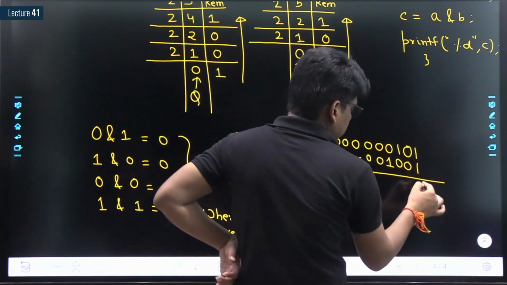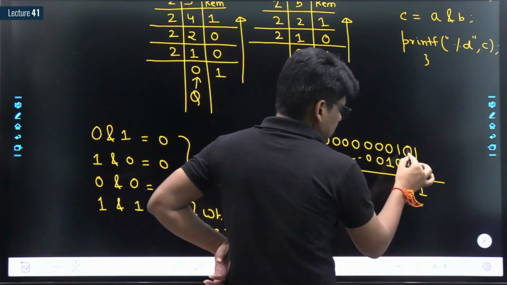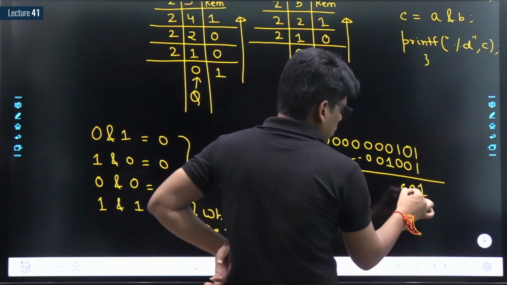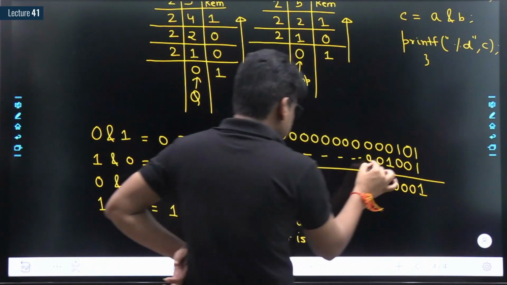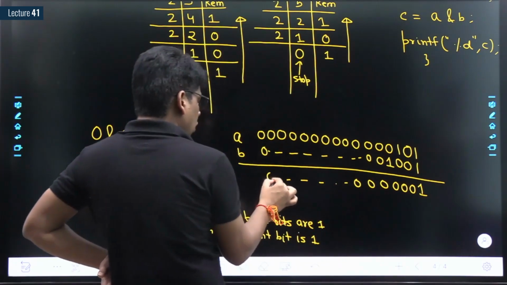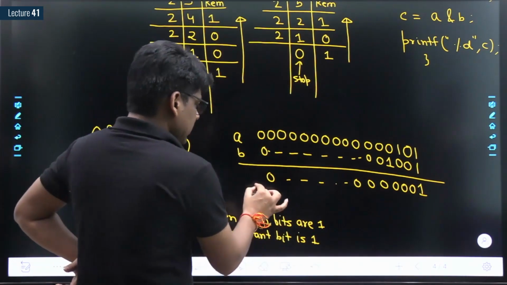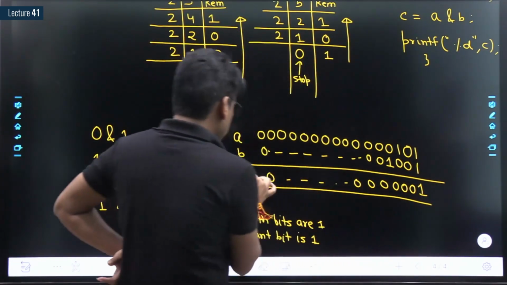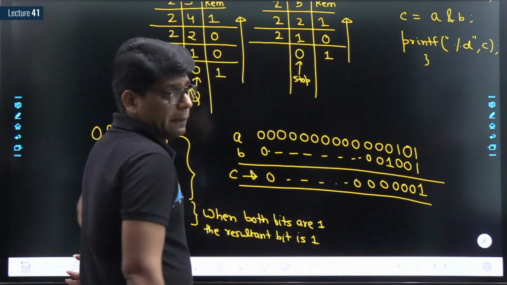So 1 and 1, sir, 1. Both the bits are 1. See, 0, 0, 0, and these all are again 0. That means 0, 0, 0. All bits are 0. So this is what we get. Sir, this is the value that gets stored in c.